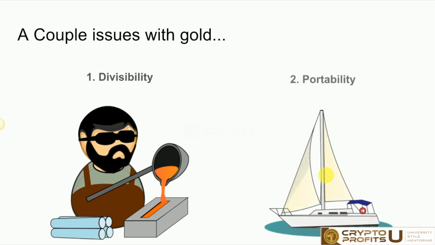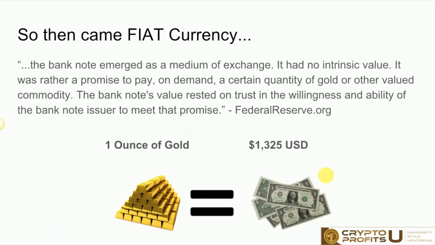There's also the portability problem. If you wanted to do a transaction with someone on the other side of the world, especially a couple hundred years ago, then you have to get your gold and put it on a ship and sail over there. Versus things like PayPal and Stripe now allow us to do transactions internationally very quickly. But the portability of gold is a pretty big problem.